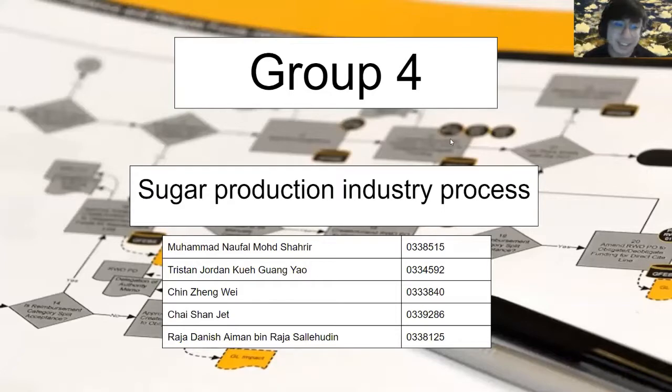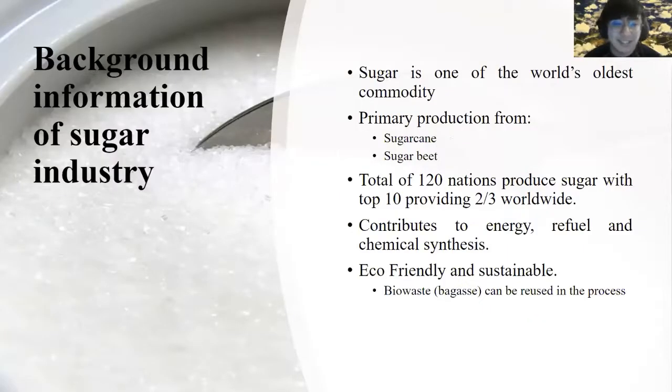Next slide. Firstly, a little background of sugar production. Sugar is an old commodity which is commonly produced from sugarcane and sugar beet. There are 120 nations in total involved in the sugar production industry, where the top 10 nations contribute two-thirds of total sugar produced worldwide. The table on the next slide will show the production of the top 10 countries.